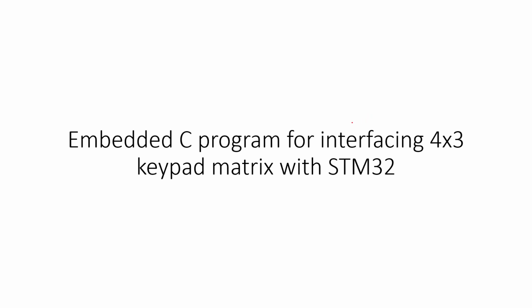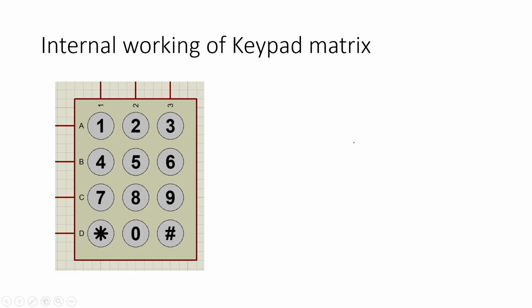In this tutorial, we'll be discussing how to interface a 4x3 keypad matrix with STM32. I think all of you might have seen this type of keypad matrix, 4x3: 4 rows and 3 columns. You'll be having 3 column pins and 4 row pins. But in order to interface, we need to look into it a bit deeper.